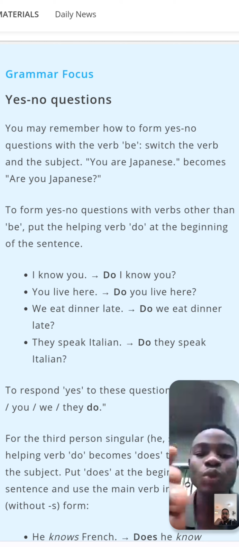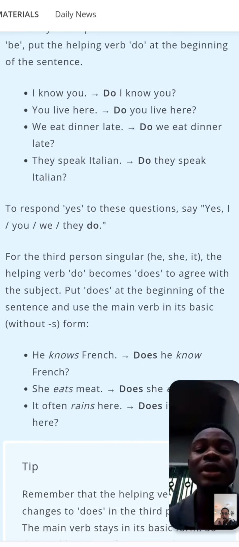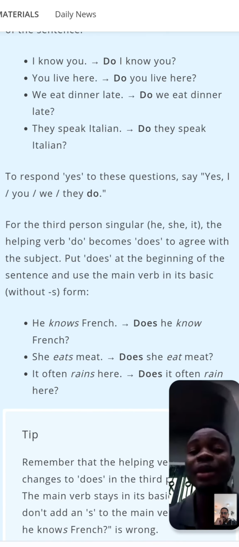The next one, it often rains here. Does it often rain here?